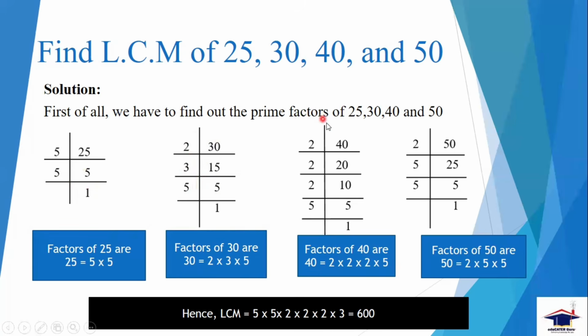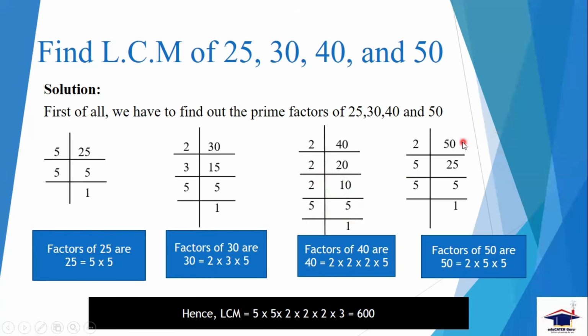Next, coming to 40. 2 20s are 40. Then 2 10s are 20. 2 5s are 10. Here, 5 is not divisible by 2, 3 or 4. The next number is only 5. So we have to take 5. 5 1s are 5. So the prime factors of 40 are 2 into 2 into 2 into 5.